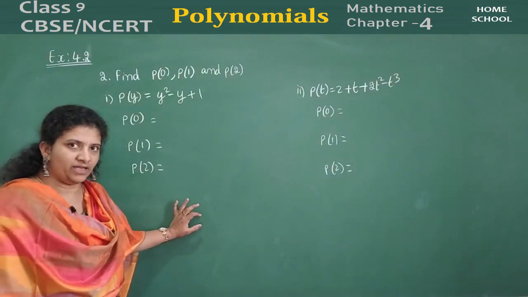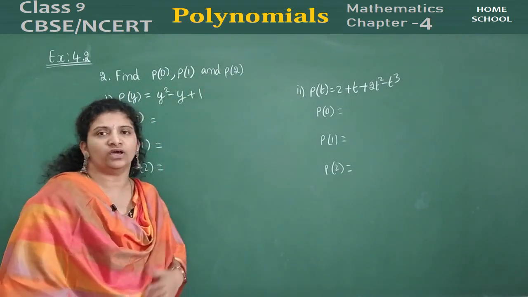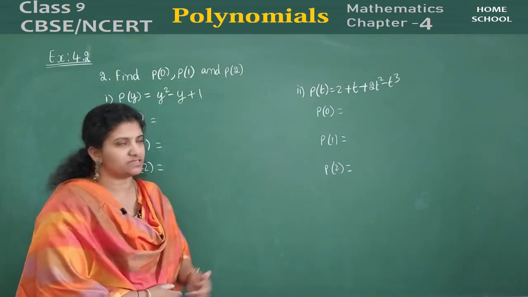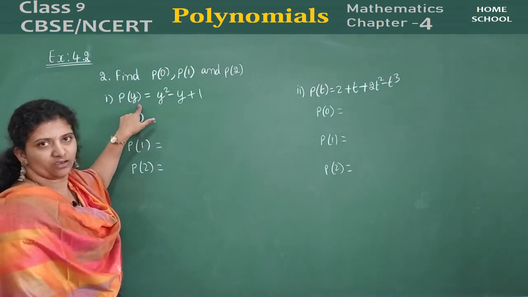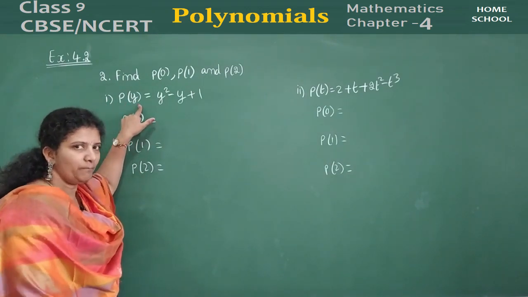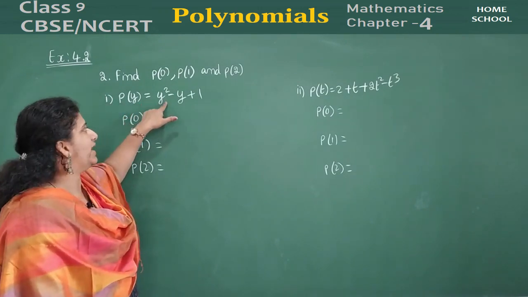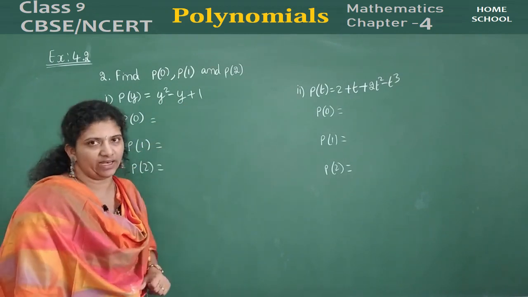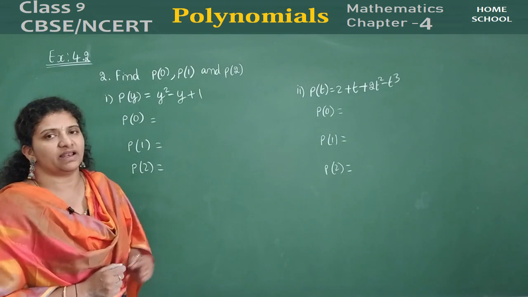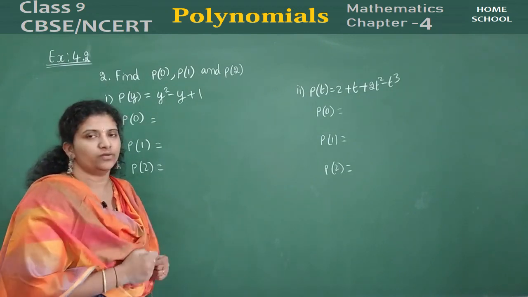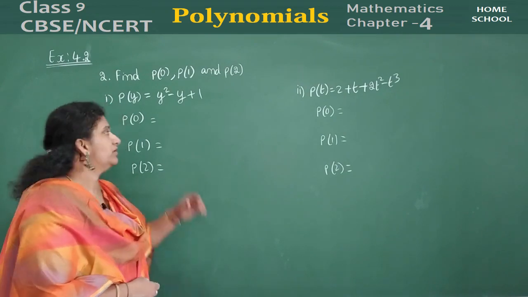Let's see the second main here. Find P0, P1 and P2 of the following polynomials. So look here, first sub question. P of y. How am I spelling here? P of y, I am not saying Py. P of y is equal to y square minus y plus 1. If any brackets are there, any variable, you need to spell it as P of 3, P of 4 like this. You need to read it.